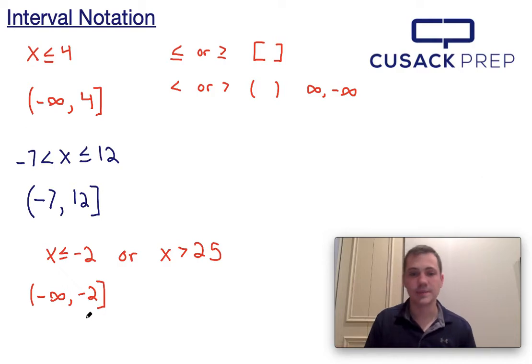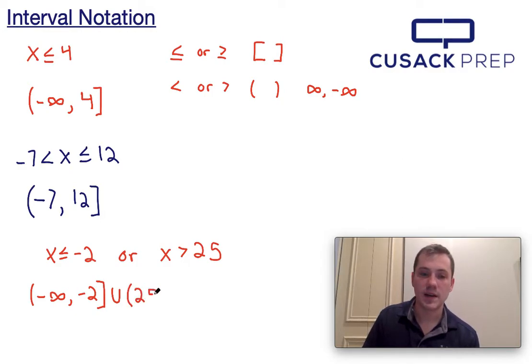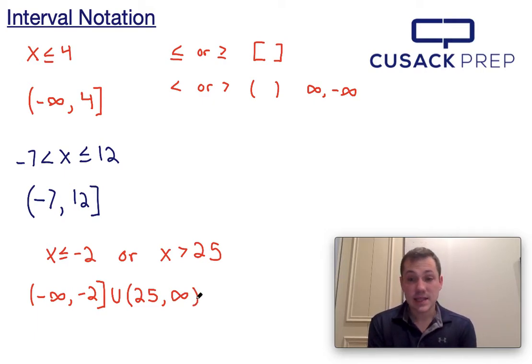Now on the other side, we have union, and we have x is greater than 25. So if x is greater than 25, I put 25 with a parentheses because it's not greater than or equal, and this goes all the way up to infinity. And that's basically it. That's how we can use interval notation to show different inequalities.